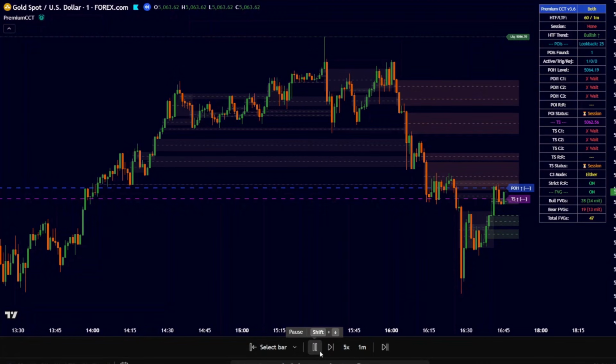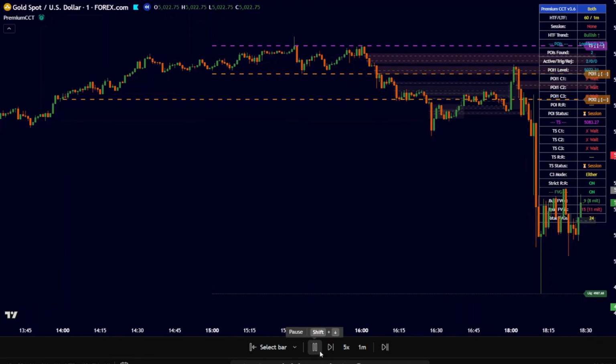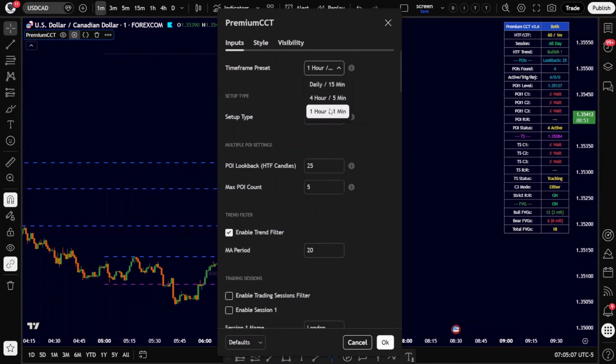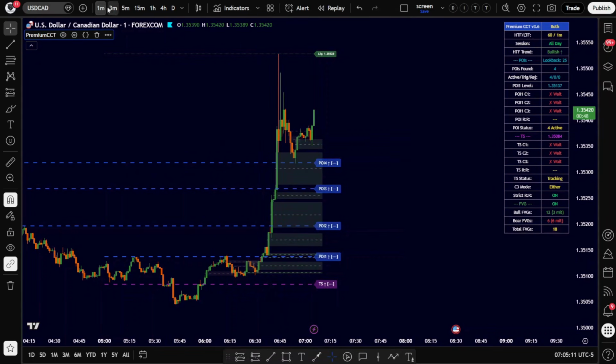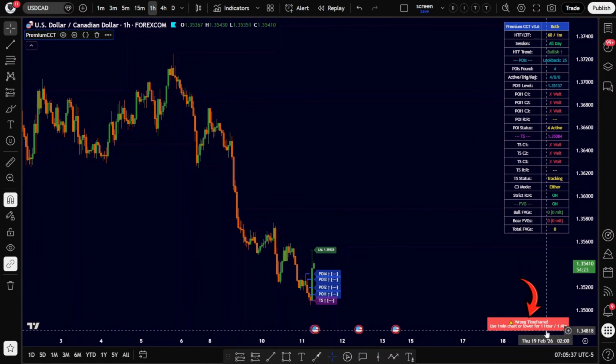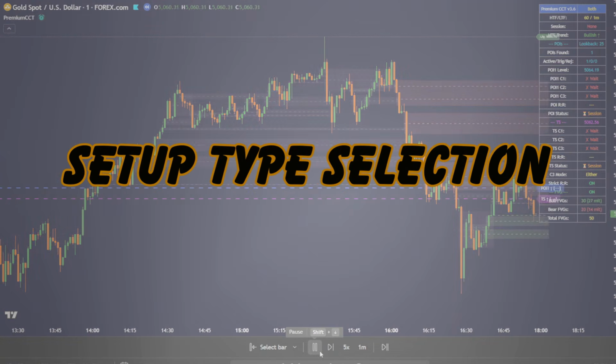Now here's something critical you need to understand. You must use a chart time frame equal to or lower than your chosen lower time frame. For example, if you select 1-hour/1-minute, your chart must be on the 1-minute time frame or lower. The indicator will show you a red warning table if you're on the wrong time frame, so you'll know immediately if something's not right.